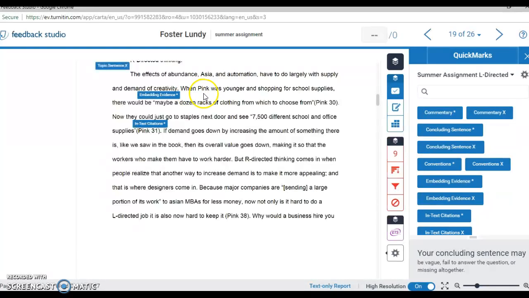Like this one, if I read it out loud, says, when Pink was younger and shopping for school supplies, there would be maybe a dozen racks of clothing, blah, blah, blah. Even with the quote, that blends together really nicely and it flows really easily as I read it out loud. And that's exactly what we want. So great work there. Keep that up.